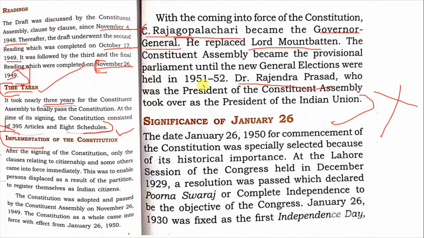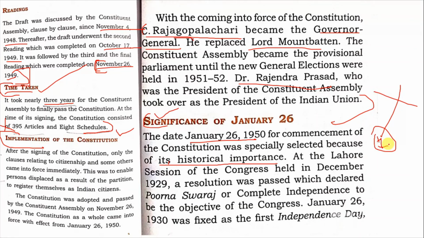And next is the significance of January 26. It's very, very important, as I'm saying. Okay, so the date January 26, 1950 for commencement of the Constitution was specially selected because of its historical importance. If you write this 1 point, you will automatically get 1 mark. Okay, so next we are saying what is that historical importance, that is at the Lahore session of the Congress held in December 1929. You have read about Purna Swaraj and all in your last grade 8.